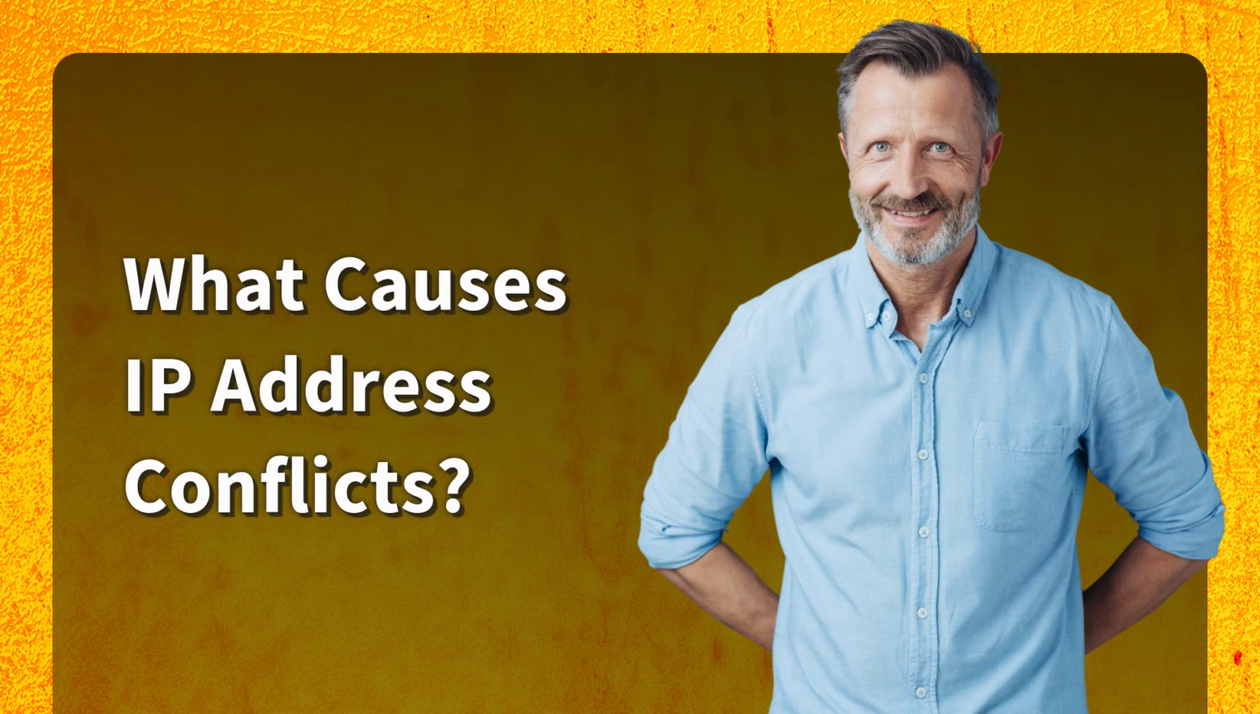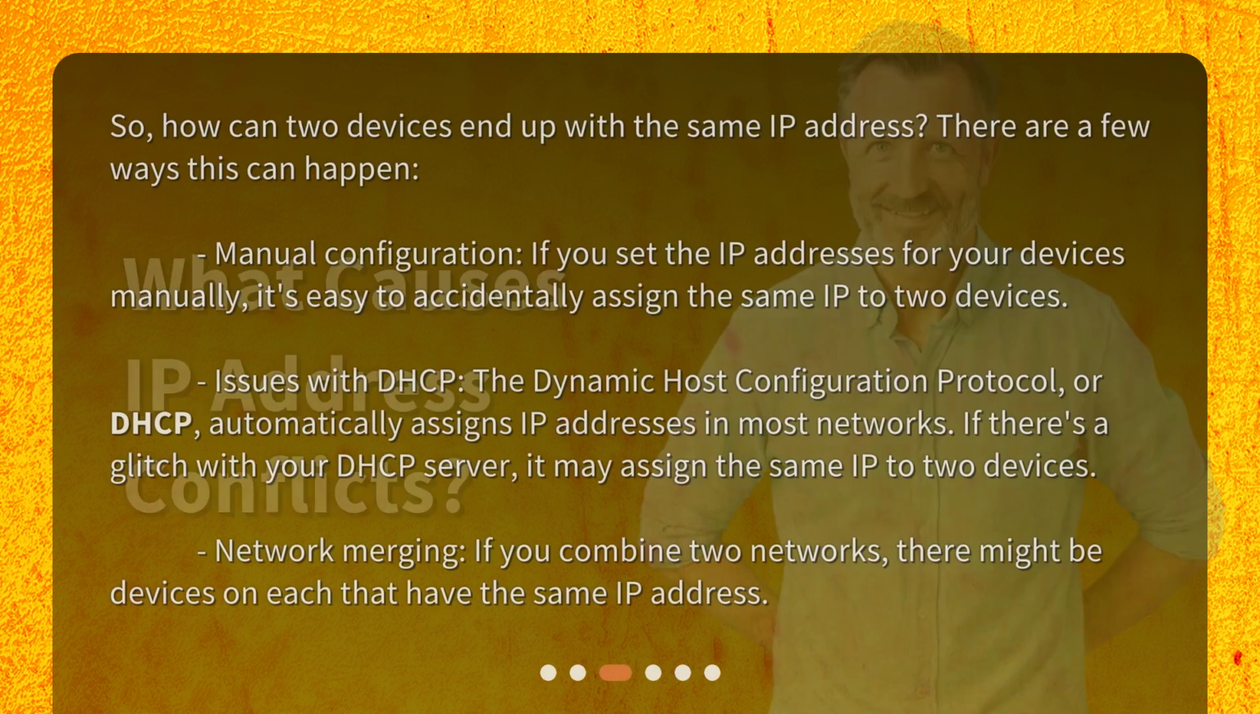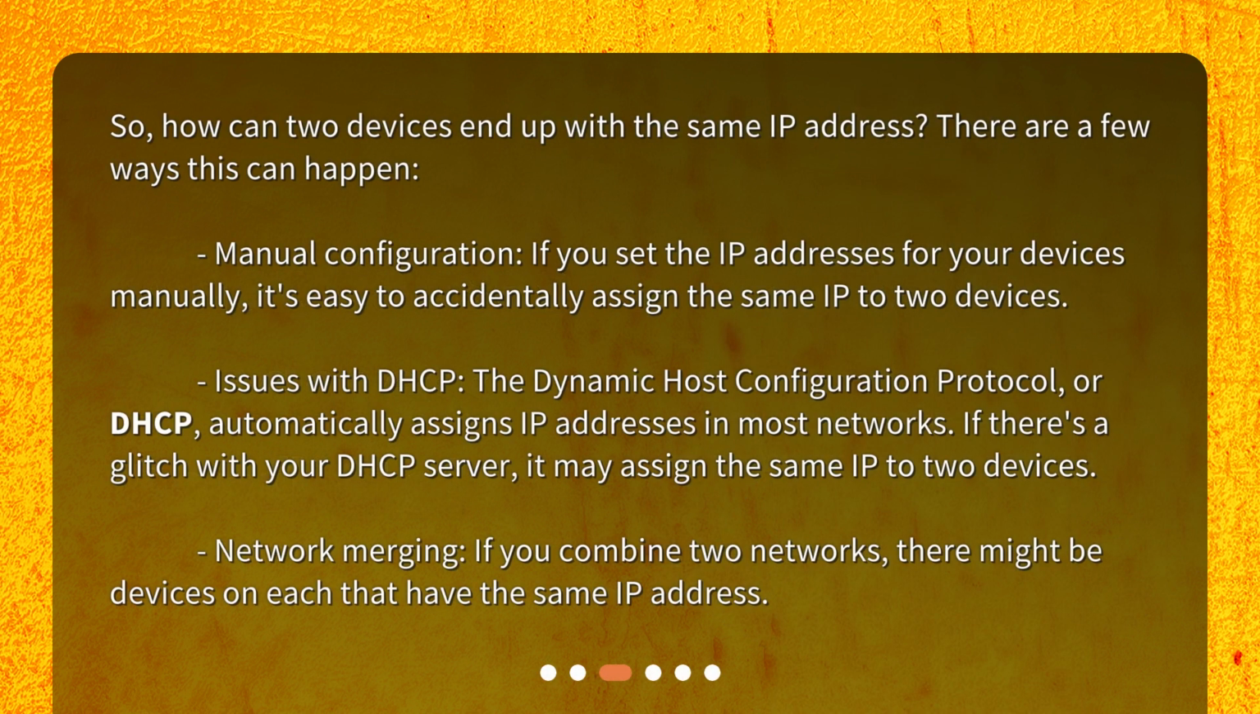What causes IP address conflicts? So, how can two devices end up with the same IP address? There are a few ways this can happen. Manual configuration. If you set the IP addresses for your devices manually, it's easy to accidentally assign the same IP to two devices. Issues with DHCP.